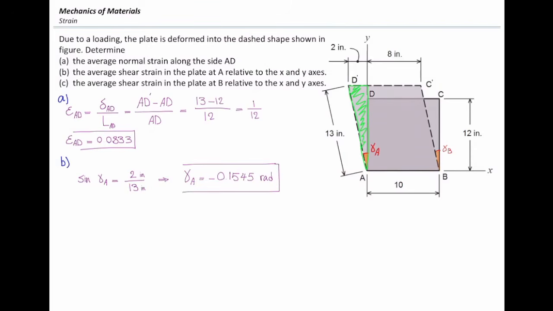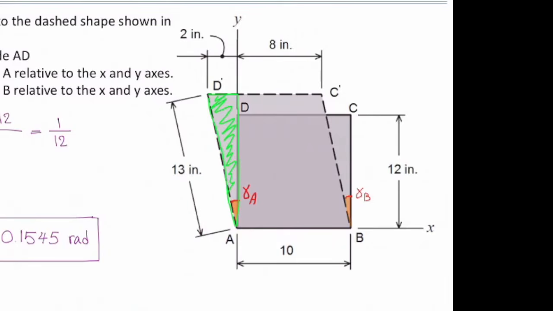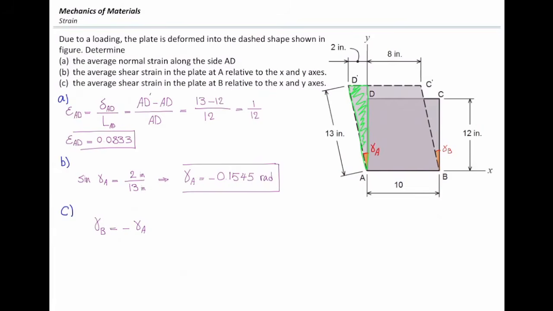For determining the answer of part C, we don't need to do any calculation because the overall change in the angle at that corner is equal to gamma A. So I can say gamma B is equal to gamma A. But I should note that gamma B has a different sign. Look at corner B. The angle at corner B decreased from 90 degrees, decreased from pi over 2. So that would be a positive sign. So I can say that gamma B is negative of gamma A to be correct with the sign. So the angle at that point would be positive 0.1545 radian. And that would be the answer of part C.